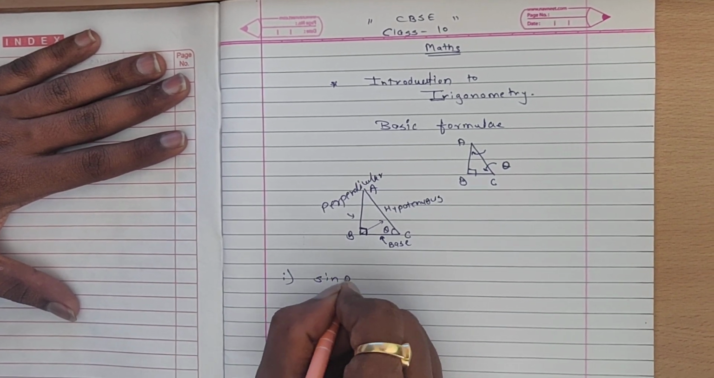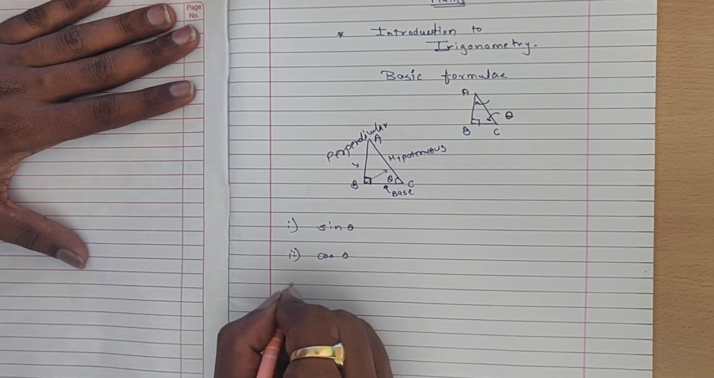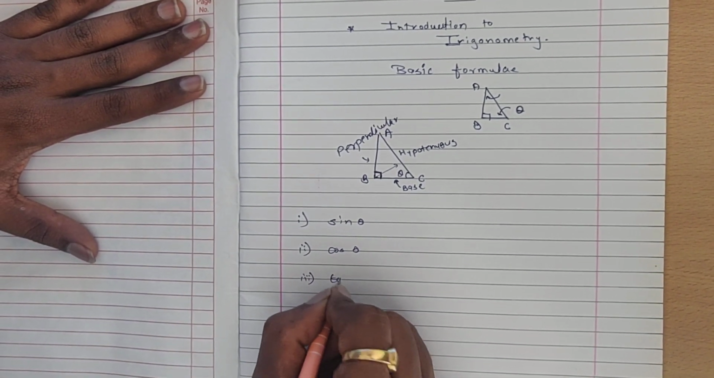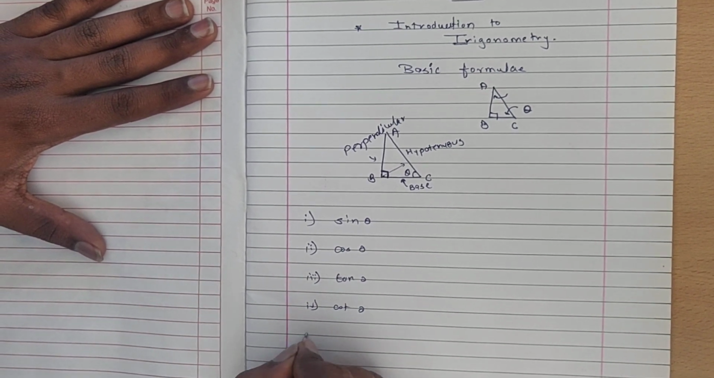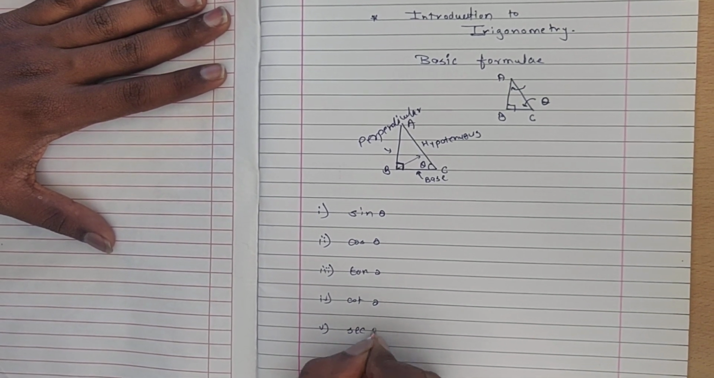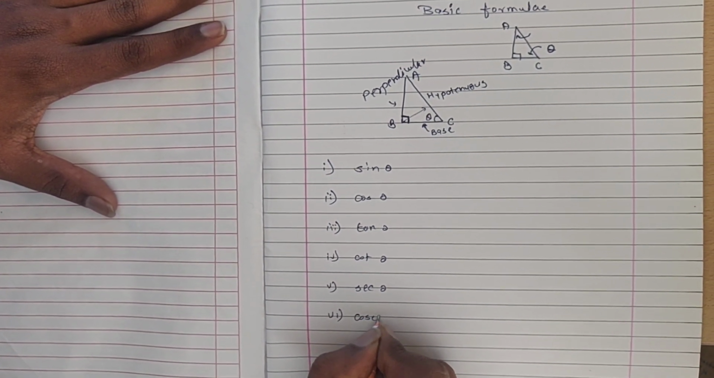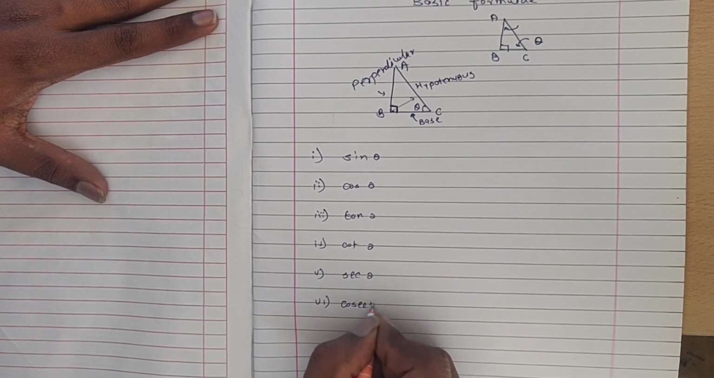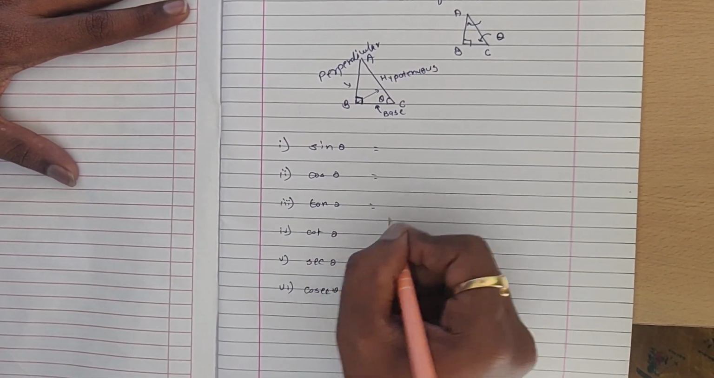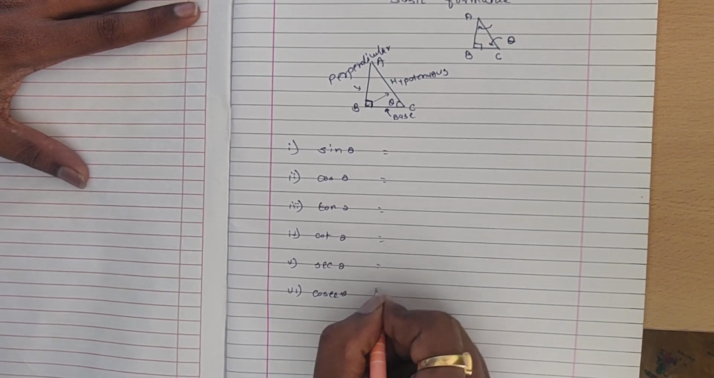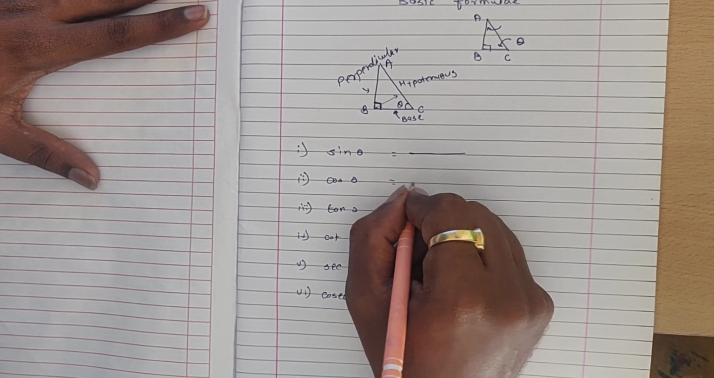First, sine of theta. Second, cos of theta. Third, tan of theta. Fourth, cot of theta. Fifth, sec of theta. And sixth, cosec of theta. Now we are going to see the definition of these six ratios. You need to remember these definitions because on the basis of them we are going to apply the formulas.